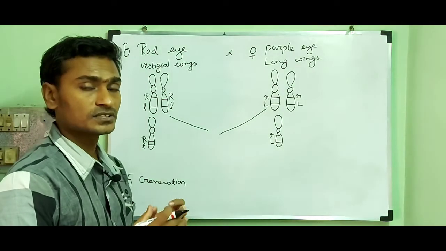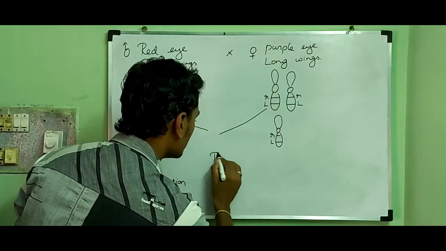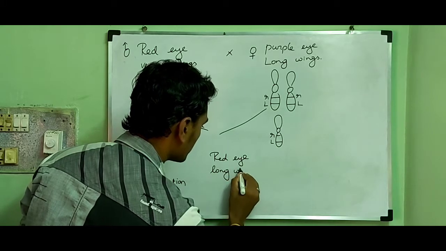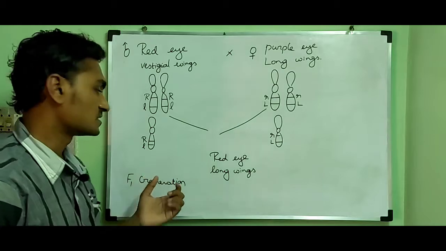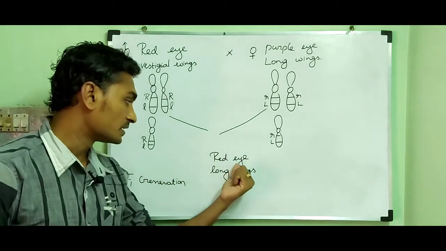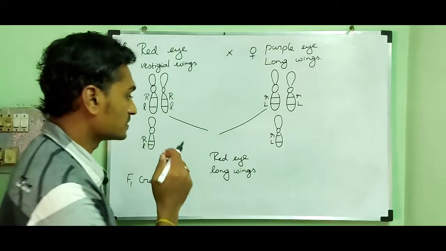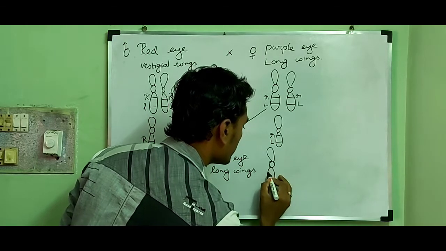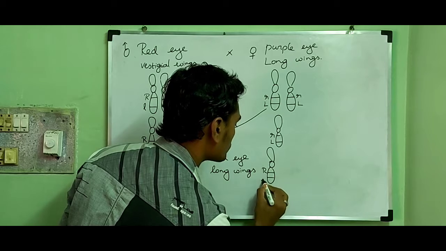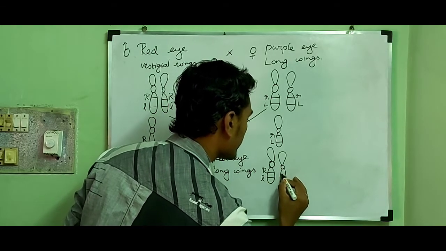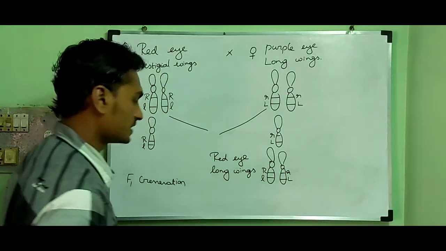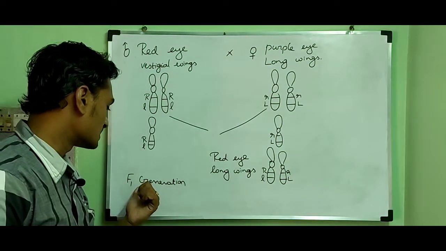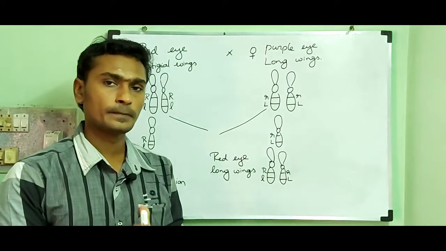The F1 generation individuals show the phenotype red eye with long wings, and the genotype of the F1 generation individuals is capital R, small l, small r, capital L. Then I am going to make a test cross between the F1 generation and the double recessive parent.